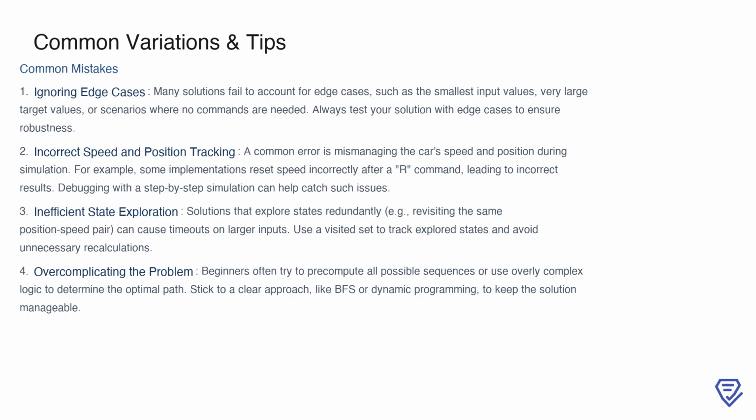Furthermore, inefficient state exploration can lead to performance issues, particularly for larger inputs. If your solution revisits the same position-speed pair repeatedly, it may end up timing out. Using a visited set to track explored states is a great way to optimize this.